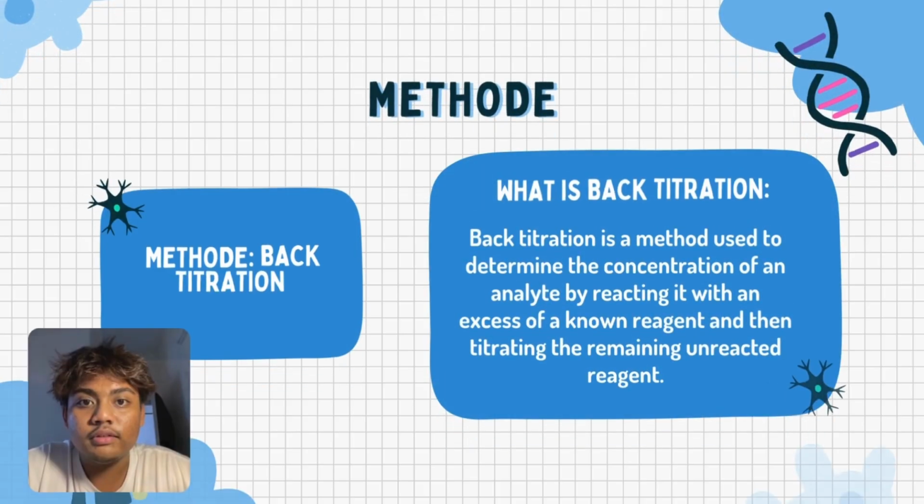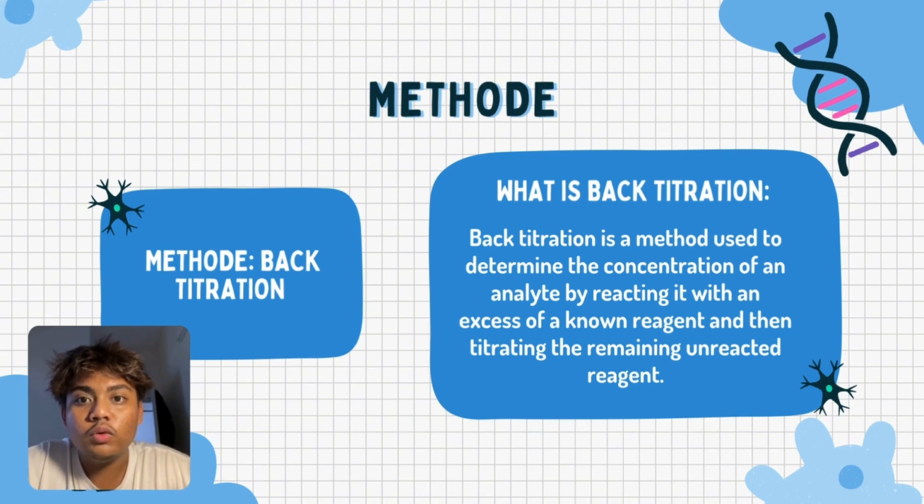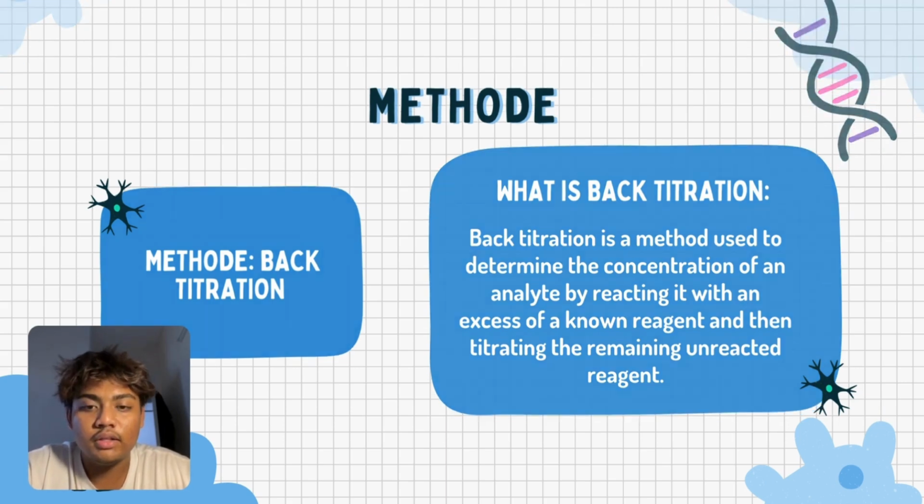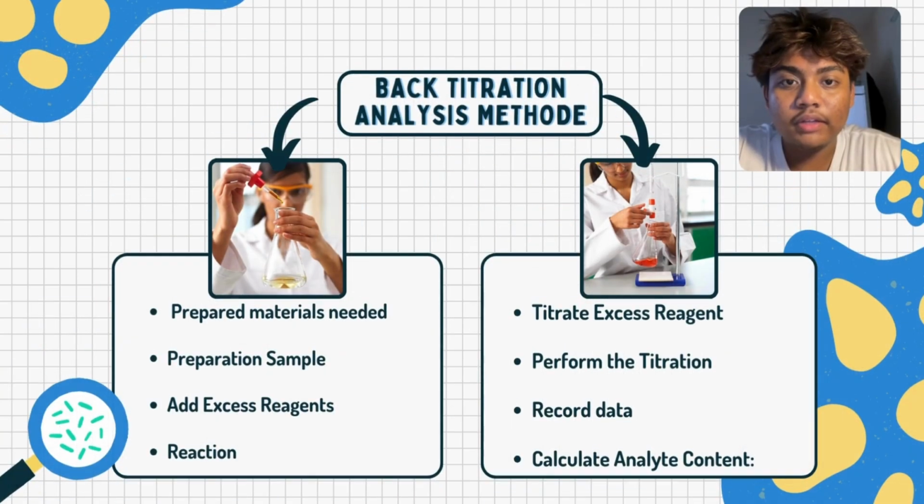The next is methodology. The method that we use for this determination is back titration. So what is back titration? Back titration is a method used to determine the concentration of an analyte by reacting it with an excess of known reagent and then titrating the remaining unreacted reagent. For the back titration analysis method, we list 8 steps.